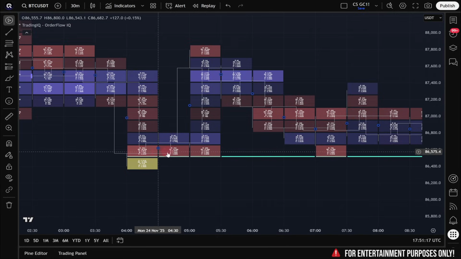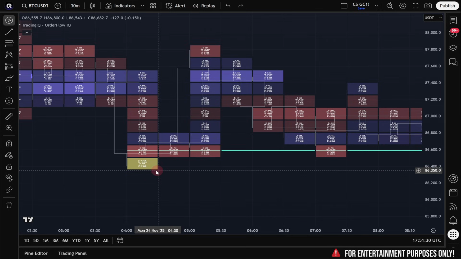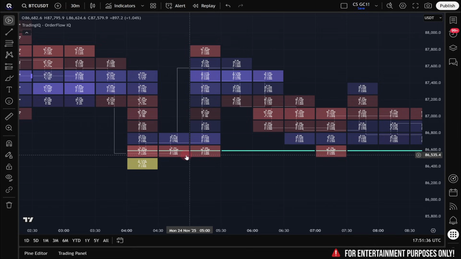But this isn't the end of our level. In fact, it's still super important because by looking at the CVD footprint engine and seeing that there was aggressive market selling at this zone that got fully absorbed from buy-side liquidity, this now becomes a potential breakout area.